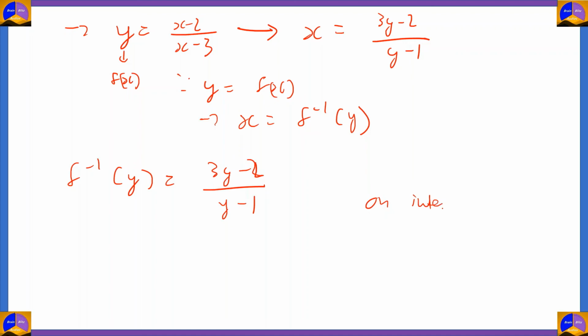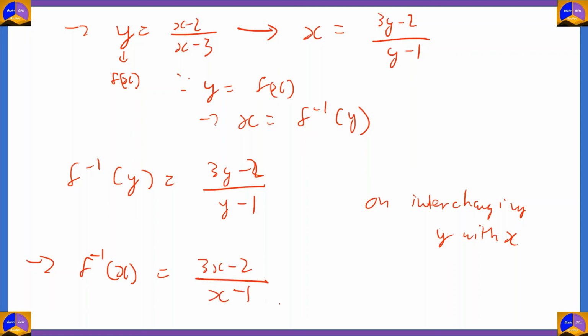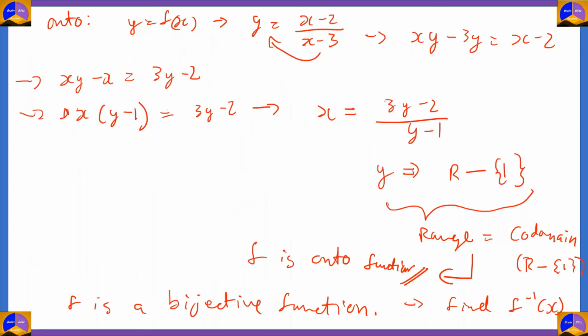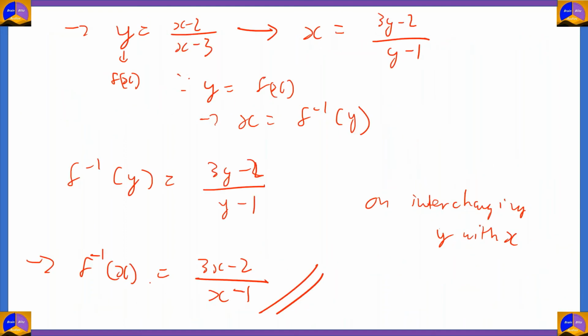So on interchanging y with x, we're just interchanging the variable, we'll get f inverse of x as 3x minus 2 divided by x minus 1. So that is our final answer. We proved that f is a bijective function by proving that f is 1-1 and onto. And we also found the inverse function. So f inverse of x is 3x minus 2 divided by x minus 1.